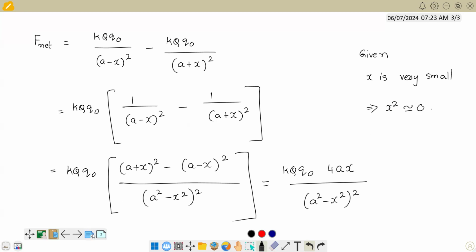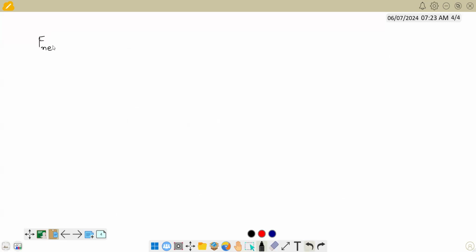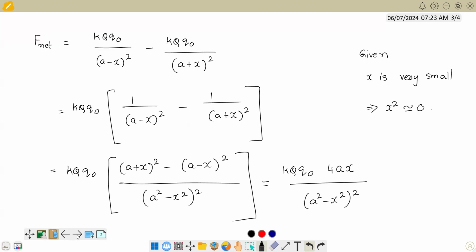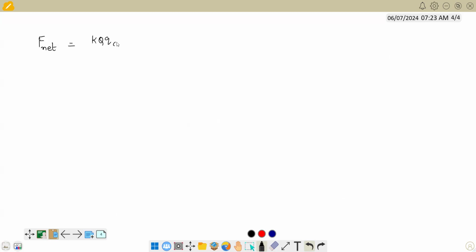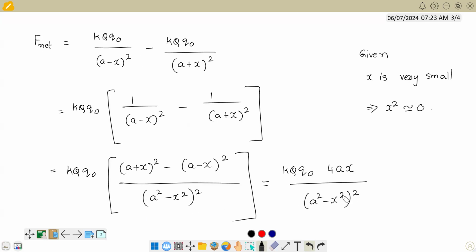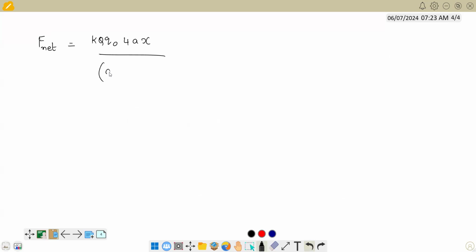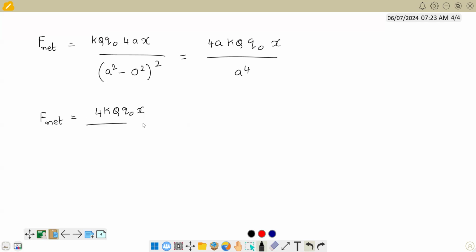So based on that logic, we'll get f net equals q naught into 4ax divided by (a square minus 0 square) whole square. So you will get 4a q naught into x by a power 4. So net force is finally 4k q naught x by a cube. This is the value that we got.